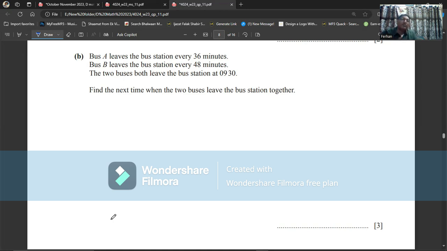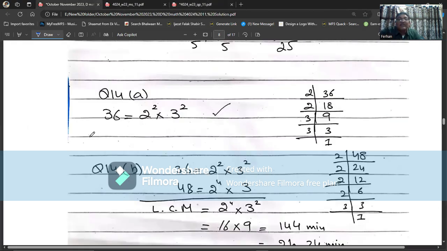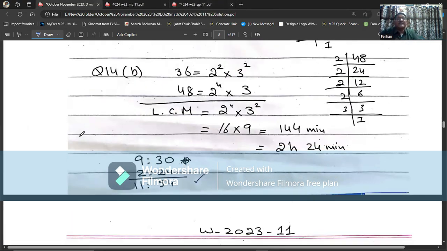So first of all, you see it's a question of LCM. So I will find out the least common multiple of 36 and 48 minutes, and then I will add that into this time. Okay, so 36 is 2 squared into 3 squared, 48 is 2 raised to power 4 into 3, and I will find out their LCM.